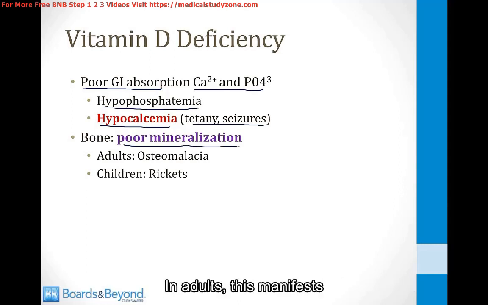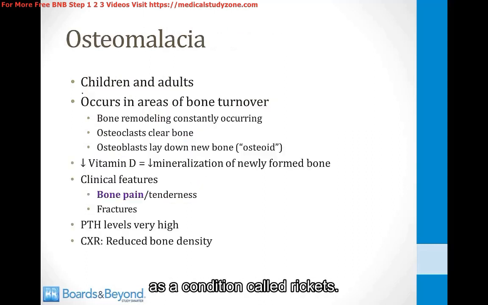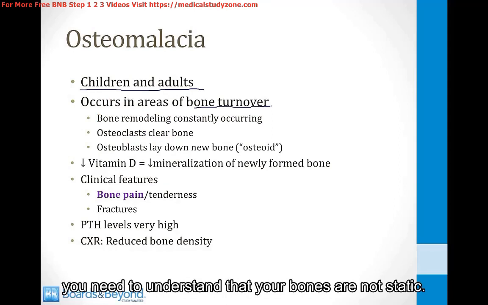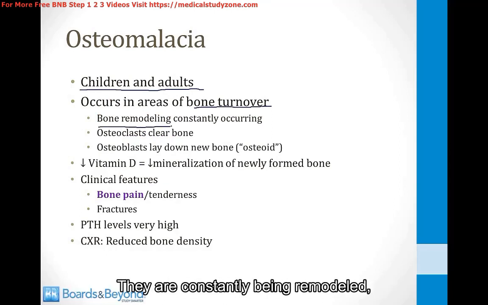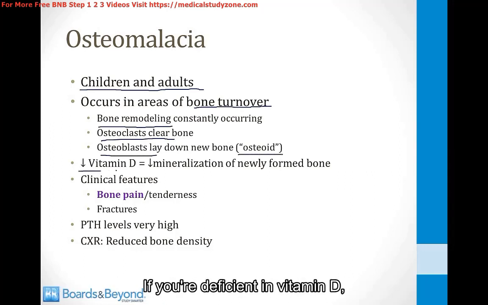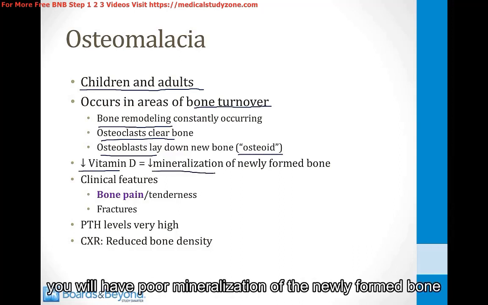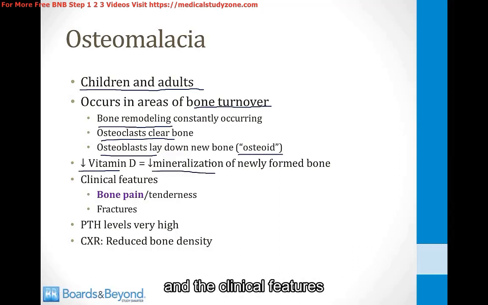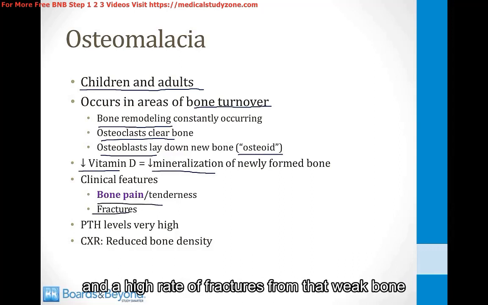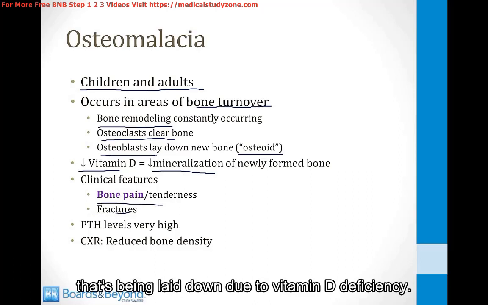In adults, this manifests as a condition called osteomalacia, and in children, this manifests as a condition called rickets. Osteomalacia occurs in children and adults when they're deficient in vitamin D, and it occurs in areas of bone turnover. You need to understand that your bones are not static. They are constantly being remodeled. There are osteoclasts that clear bone away and osteoblasts that lay down new bone called osteoid. If you're deficient in vitamin D, you will have poor mineralization of the newly formed bone, and the clinical features that will develop include bone pain and tenderness and a high rate of fractures from that weak bone that's being laid down due to vitamin D deficiency.